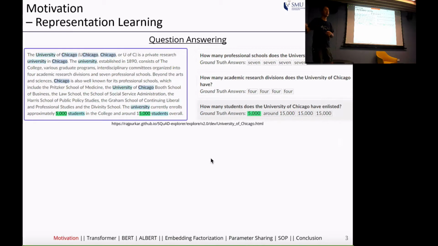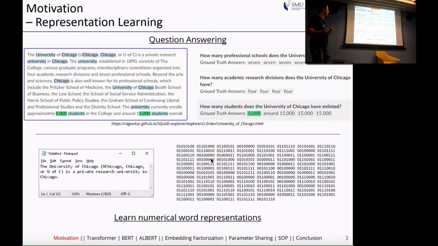4 different human annotators. So in order for you to solve this task, you actually need to convert the text into something that the computer can understand, right? But when you put in text into a machine, it actually gives you some bunch of numbers. And so there's a problem. How do we convert the meaning of the word into something that the machine can understand? So we need to learn a numerical word representation.